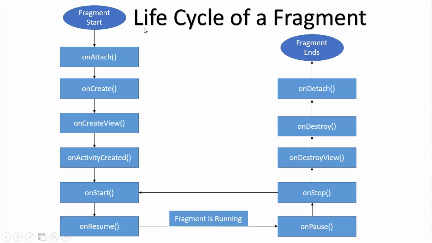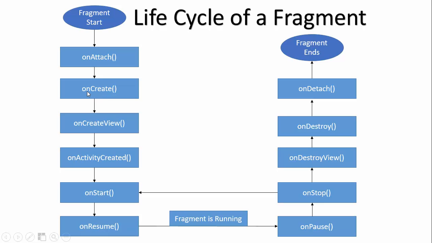Welcome back. So in this part we are going to talk about the life cycle of a fragment. When the fragment is started, the first method that is going to be called is the onAttach method. In this method we attach the context of the activity to the fragment, and then it is followed by the onCreate method, which is slightly different from the onCreate method of the activity.